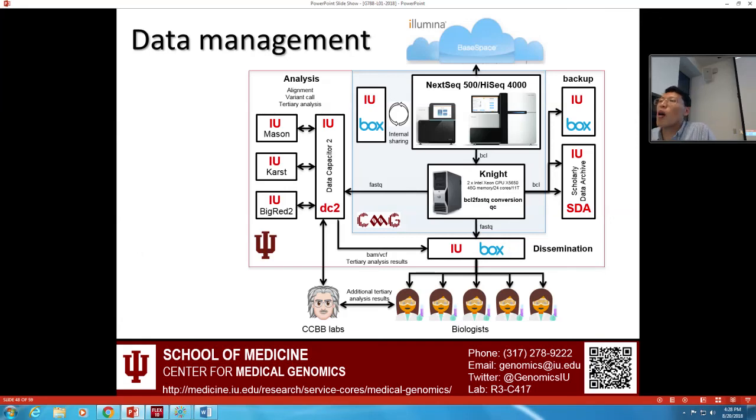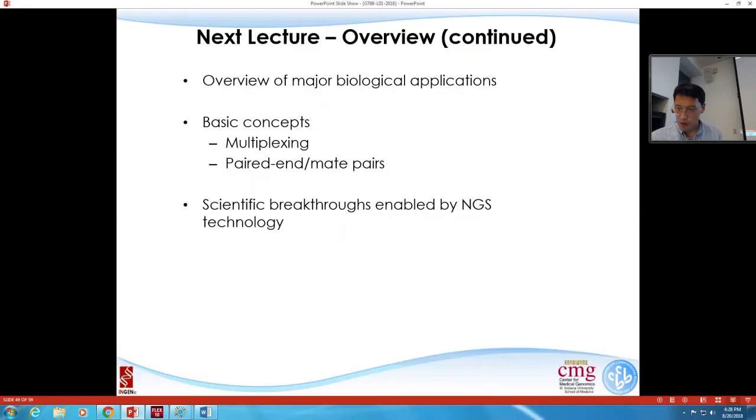And this is how we transfer the data, where most of the action will be in the supercomputer system that we have to use, and otherwise there's no way to go through all the data analysis.